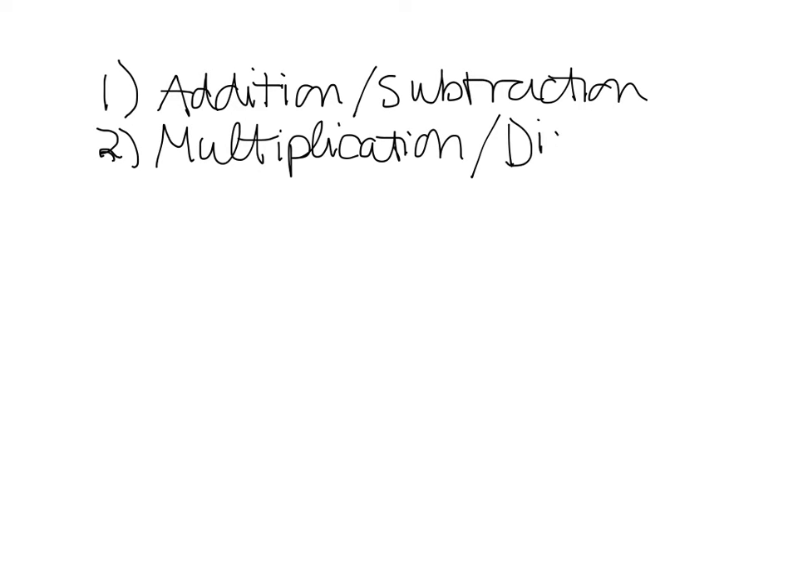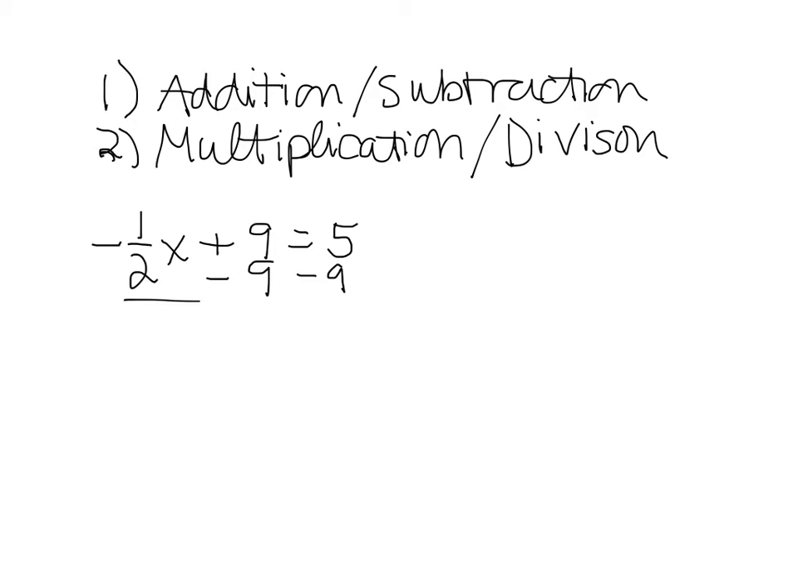So we're just going to do two other examples, and then there's plenty of practice in your homework tonight. Negative 1/2 x plus 9 equals 5. I want to undo the additions or subtractions first, so in order to undo plus 9, I subtract 9 from both sides. Bringing it straight down, on the right side I now have negative 4. On the left side, I now have negative 1/2 x.